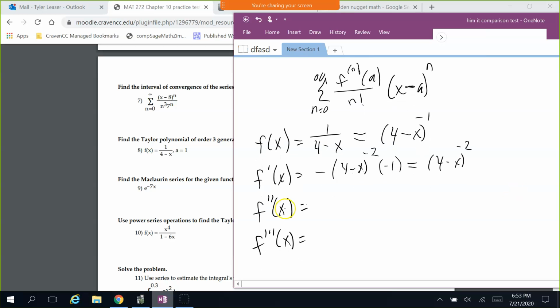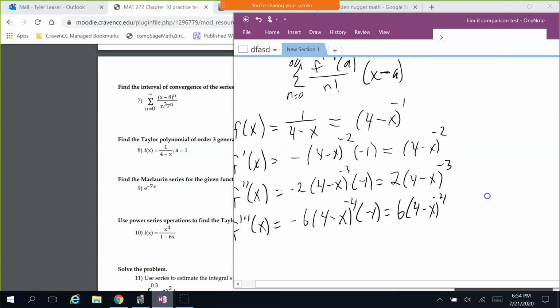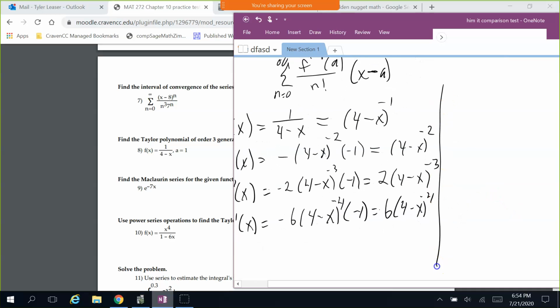All right, for the next derivative, the second derivative, we're going to bring down the negative 2, leave the inside alone, take 1 away from the exponent, multiply by the derivative of the inside. The negative 2 and the negative 1 are going to multiply out to be a positive 2. All right, and then one last time, we're going to multiply down by the negative 3, take 1 away from the exponent, multiply by the derivative of the inside, combine the negative 6 and the negative 1 together. Okay, so that was just taking the derivative 3 times.